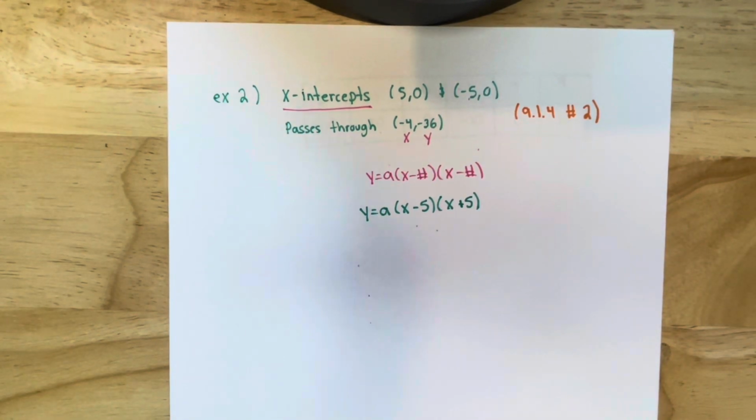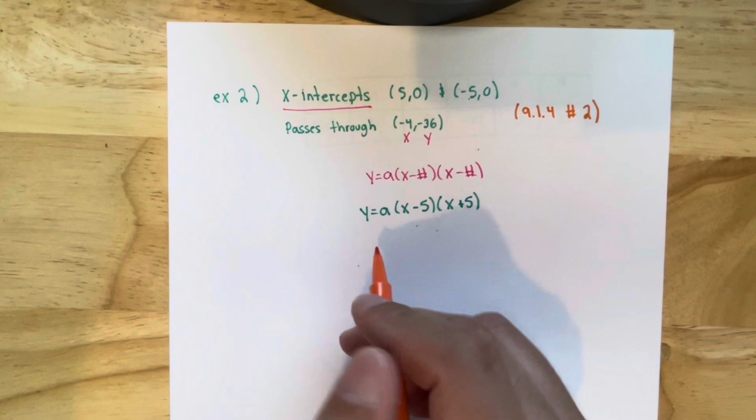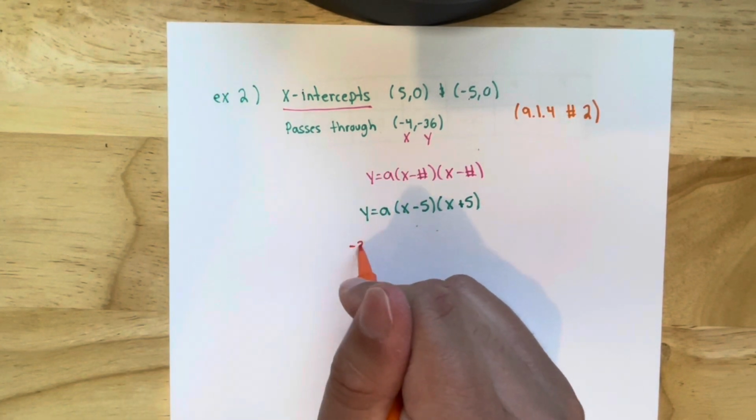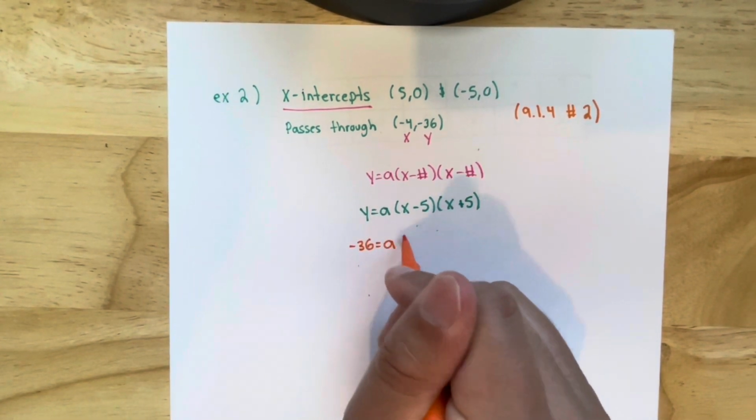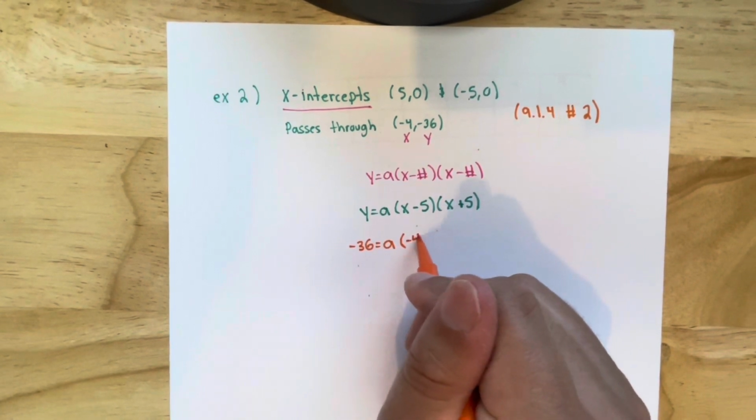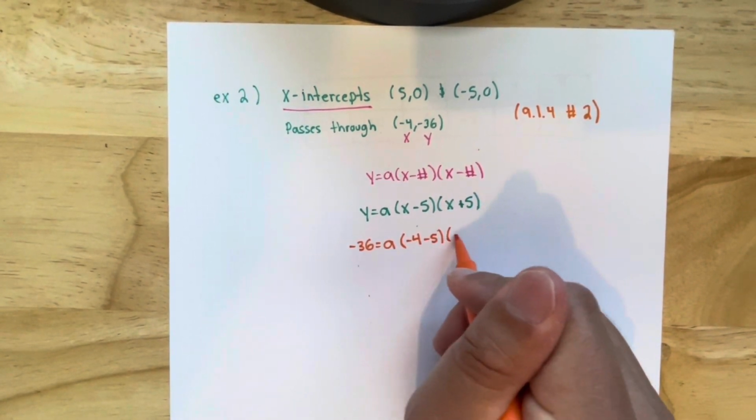Now I'm like, great, this is awesome, but I don't know what a is. In order to solve for a, again, I need a random point. Luckily, we already have that point, x and y. So I'm going to put the y as negative 36, the a is a, and the x is negative 4. But I'm going to plug it into both x's because there are two x's in the problem.